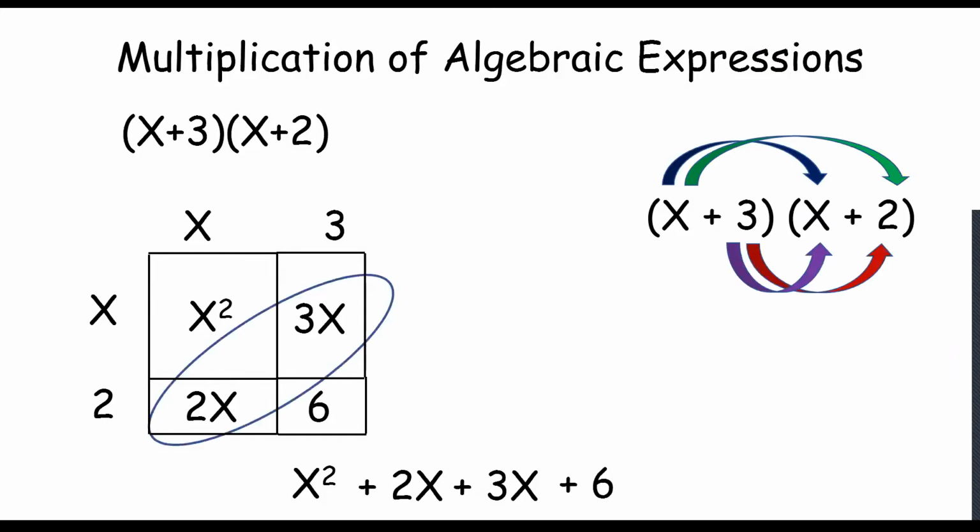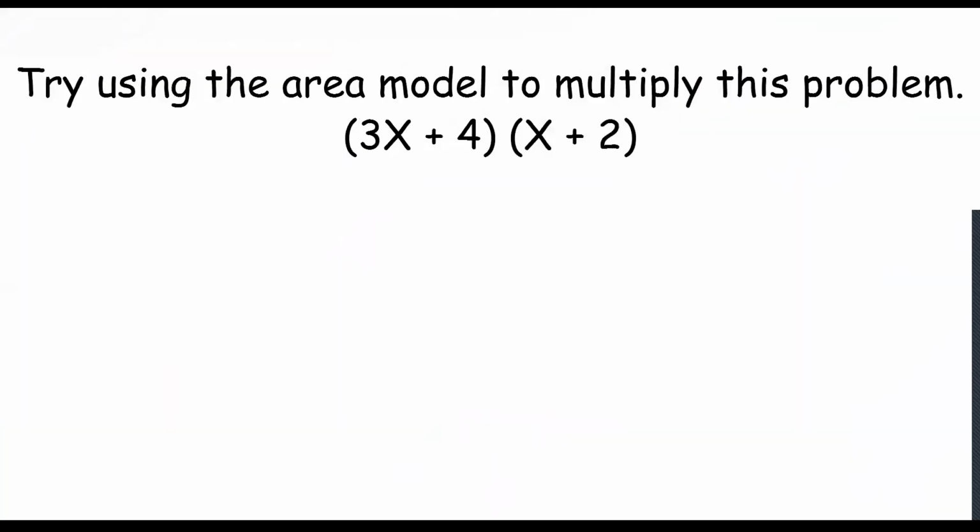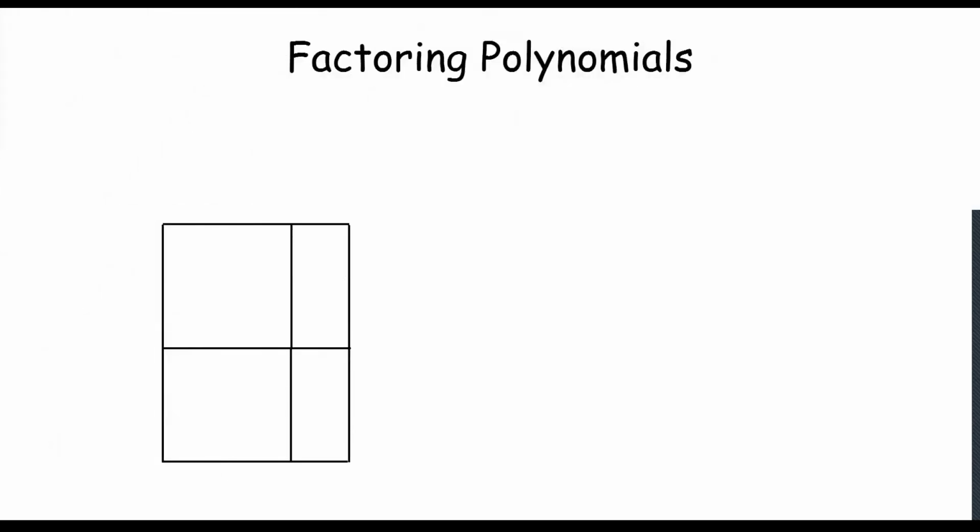Once like terms are added together, the simplified expression becomes x squared plus 5x plus 6. You may want to try this problem on your own. Let's examine if the same process will work for factoring a polynomial. How can we factor the polynomial x squared plus 6x plus 8 using the area model?